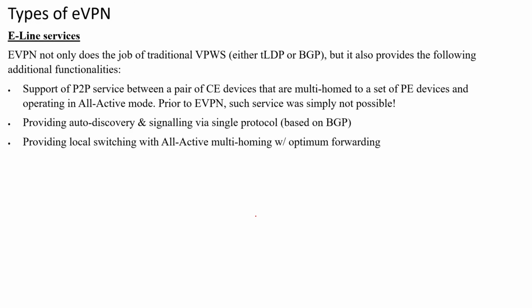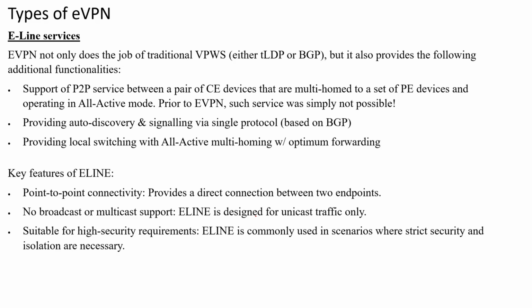So the first one is E-line. You can correlate it with VPWS. It's a point-to-point service, and you can have a single-homing or multi-homing scenario as well based on the requirement. The key feature is that it is point-to-point connectivity with no broadcast or multicast support, because as it is point-to-point in nature, traffic comes in on one attachment circuit and leaves on the pseudowire.